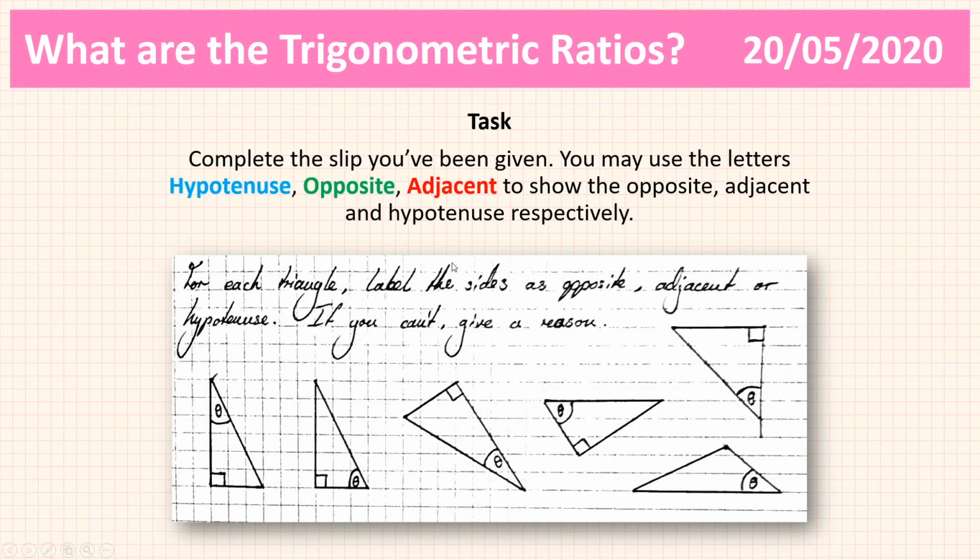Right? So now you're going to have a practice. I would like you to look at these triangles and label them hypotenuse, opposite, adjacent. Pause the video, have a go at that.